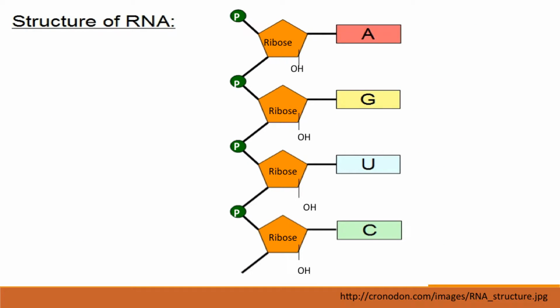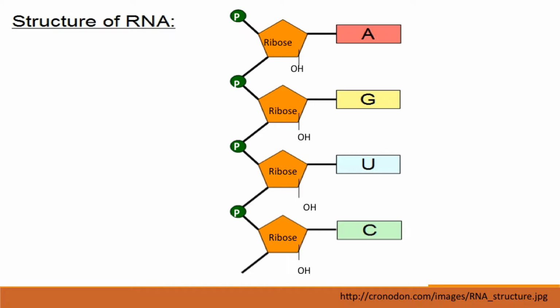Now we move on to the structure of RNA. You see that it is a single polynucleotide chain. Here the thymine has been replaced by uracil. The pentose sugar here is ribose. You see the hydroxyl group attached to the 2' carbon.